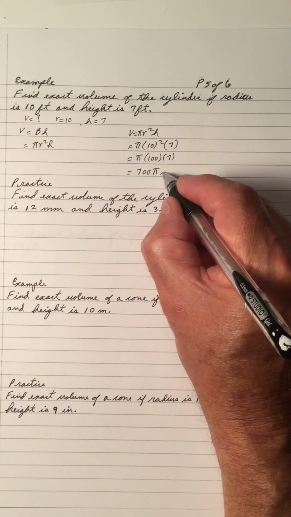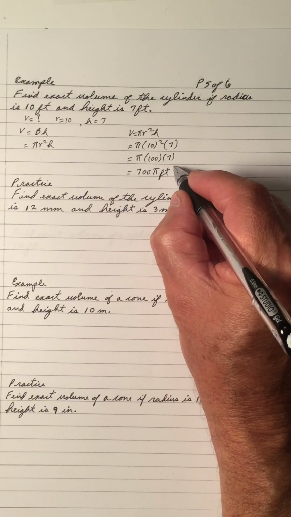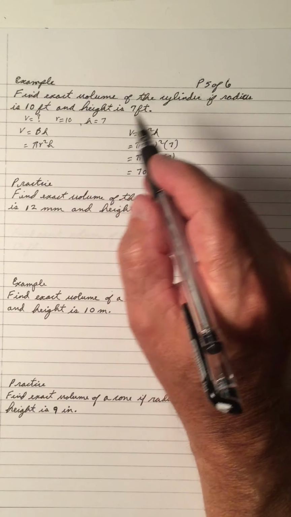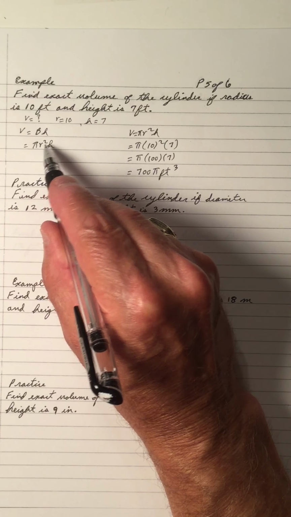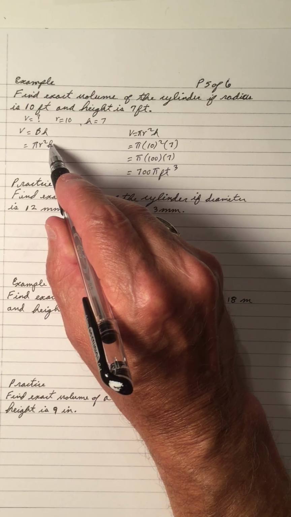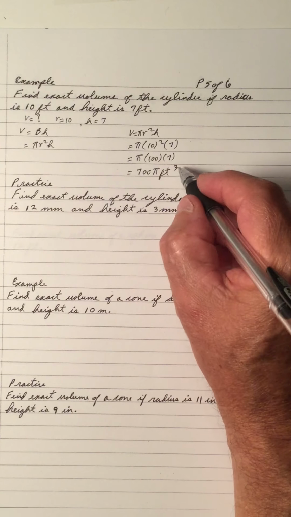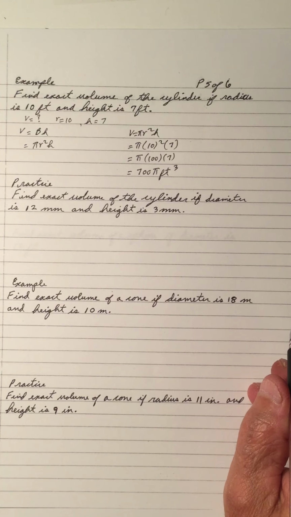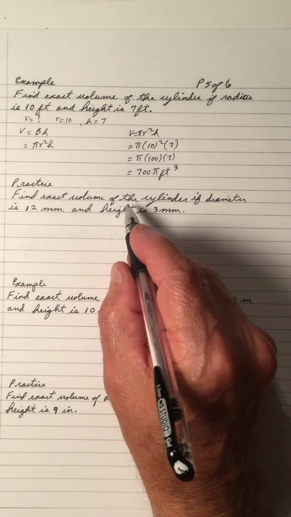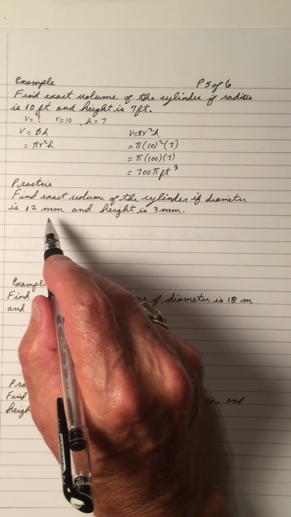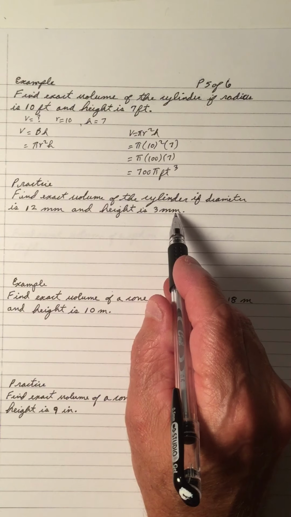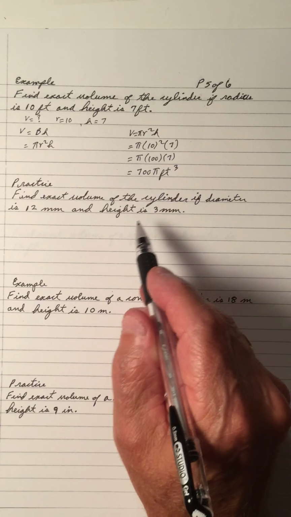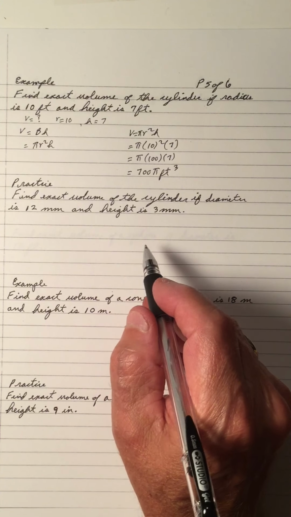And the unit is feet. So we're dealing with volume, so it's cubic. Remember, area is square, and another unit, so 2 plus 1 is 3. Volume is cubic. Notice we've worked out the exact volume of a cylinder. Practice means you do this one. When you get it done, play it back to see if you're right.